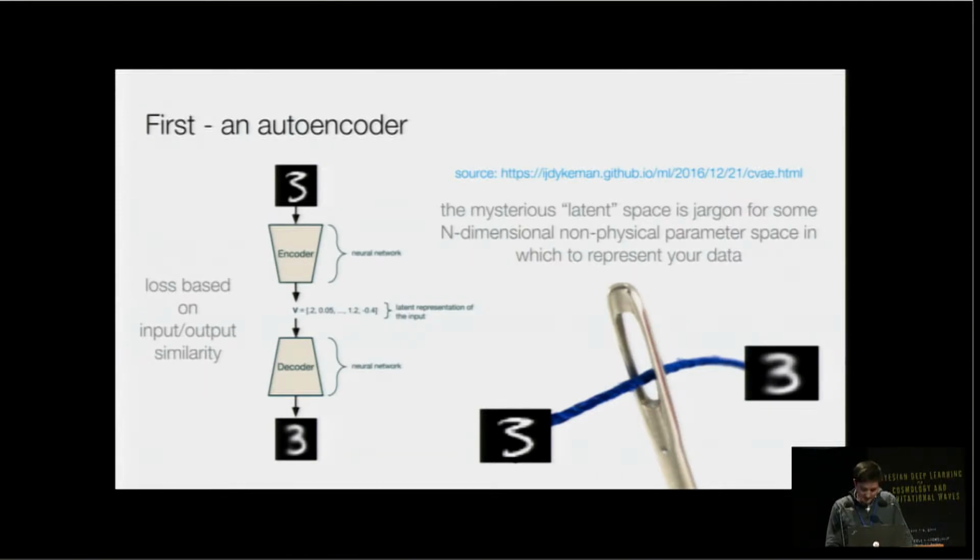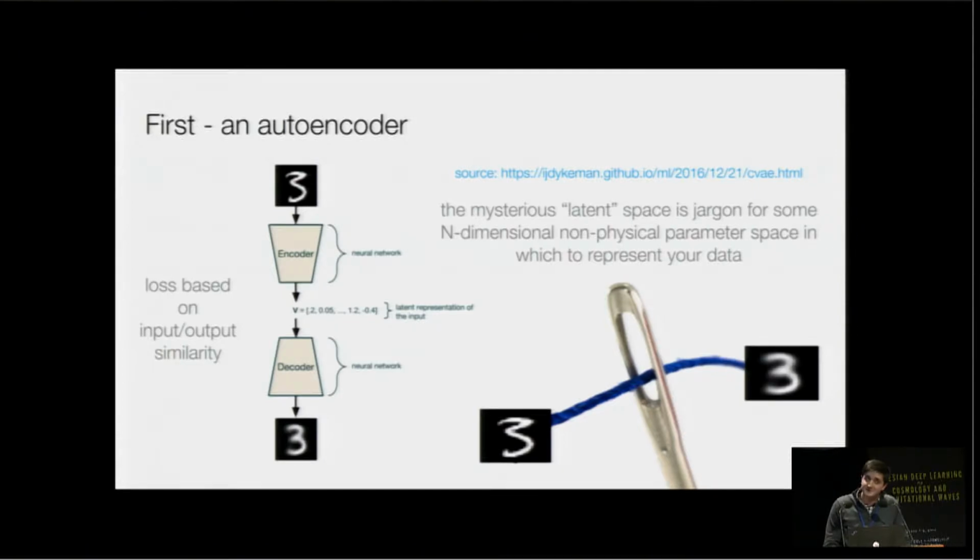So going from an autoencoder, one of the downsides of an autoencoder is it's not necessarily a generative model, right? If I give it some random numbers from the latent space distribution, I'm not necessarily going to get back something that looks like an MNIST digit.